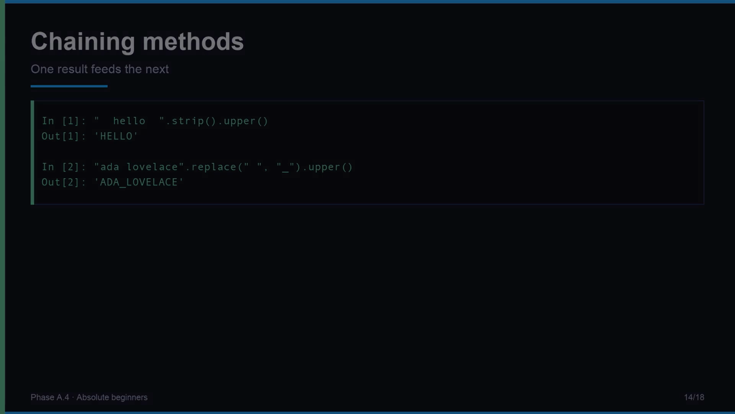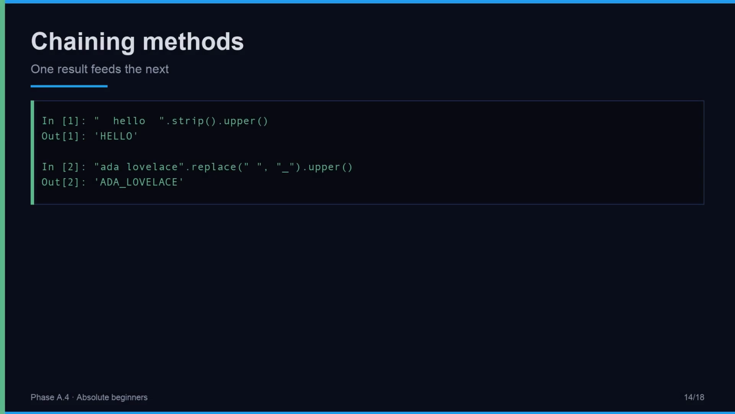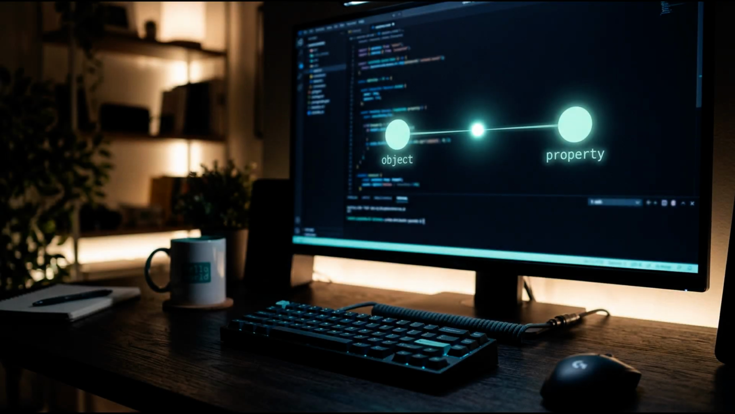Everyday Python. Because a method returns a new object, you can chain calls. The string with spaces around "hello", strip removes the spaces and returns "hello". Then upper on that result gives "HELLO". Read left to right, strip first, upper second. Or, "Ada Lovelace", replace spaces with underscores, then upper, gives back "ADA_LOVELACE". Chaining is just calling methods on the results of other methods. You will see this pattern often. Read left to right. Next we look at the dot itself, attributes and methods, carefully explained.